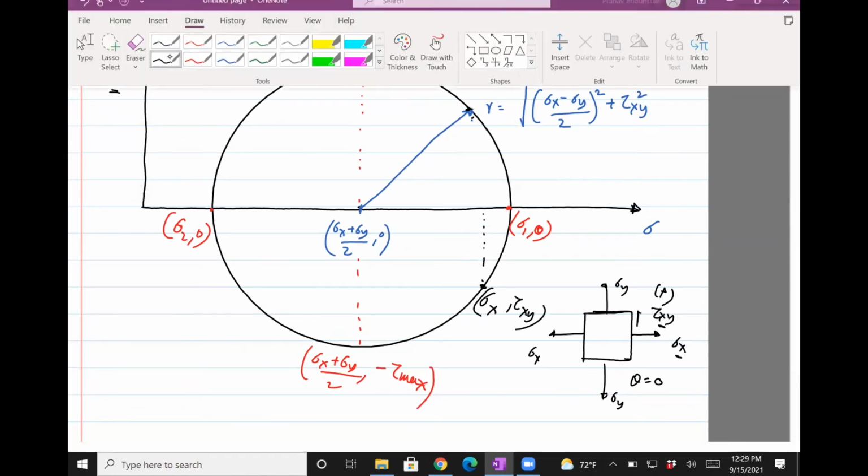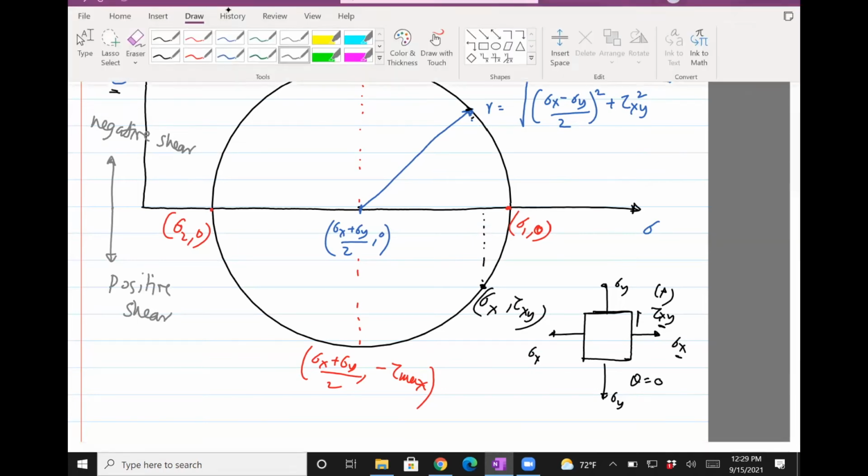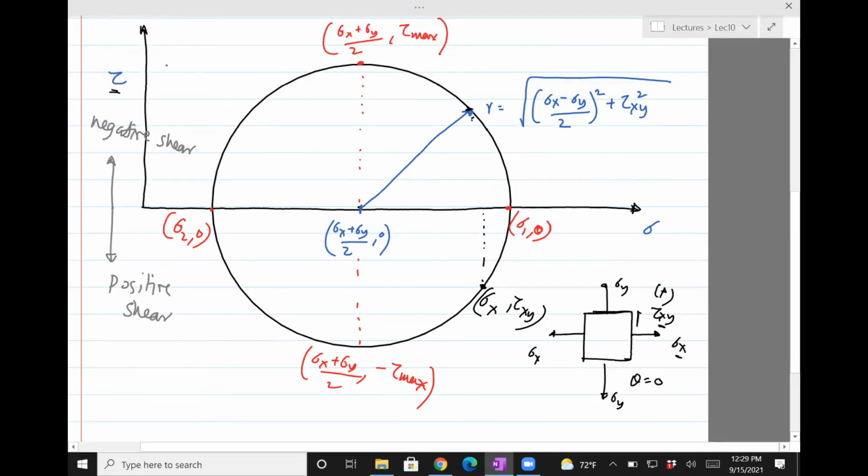So what we'll do is, this is set to be positive shear, and that up there is negative shear. So this point is slightly confusing, but you've got to remember this. You need to switch the signs when you draw it on the Mohr circle.